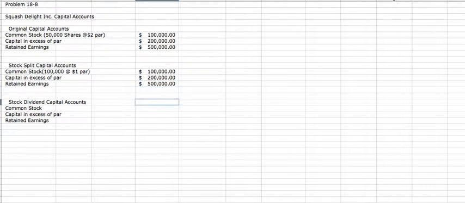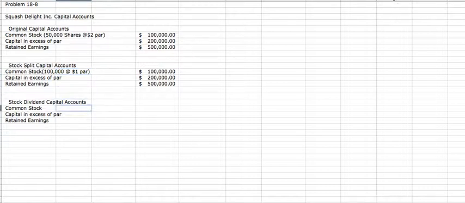Or the balances in those accounts. Alright, so that's the effect on the capital accounts of a 2-for-1 stock split. Basically nothing happens to the balance of those accounts, but the balance sheet does show a change in the number of shares outstanding and the par value of those shares.